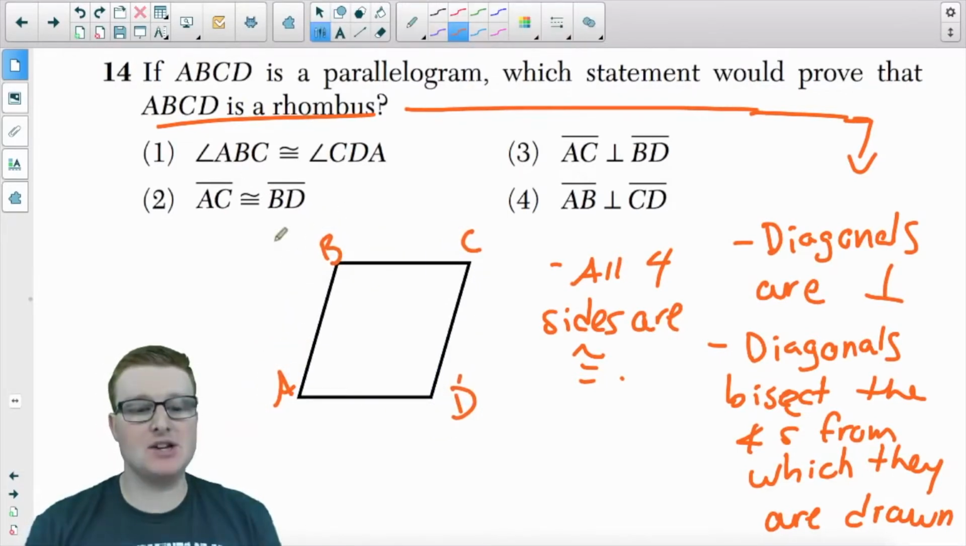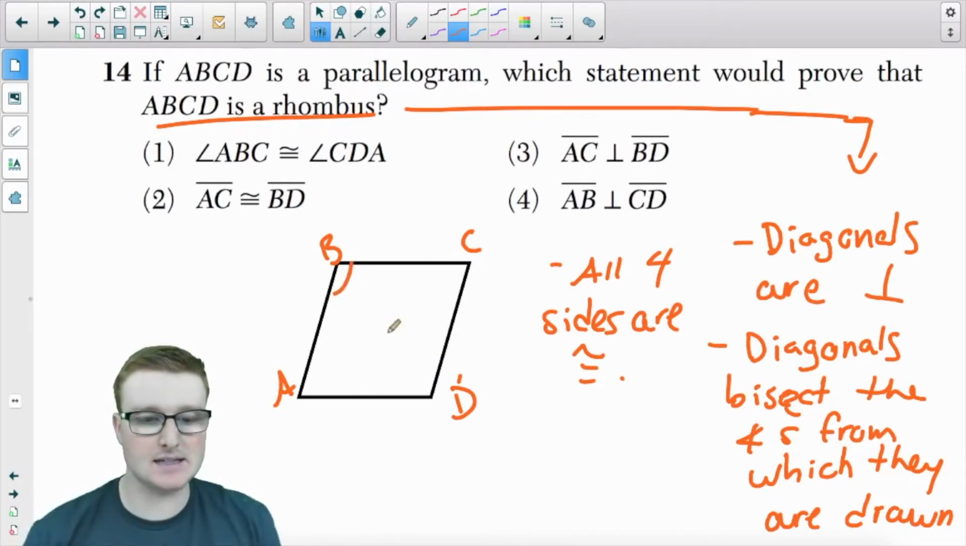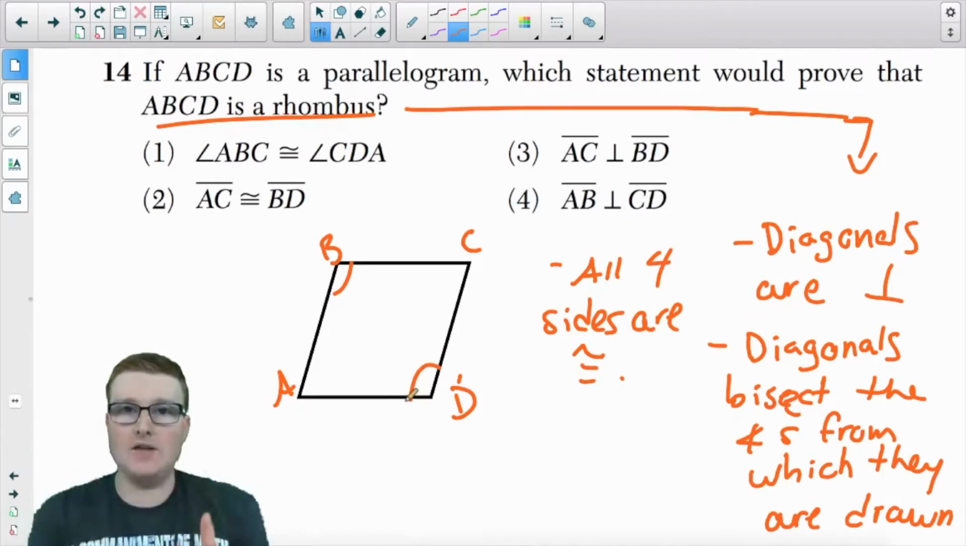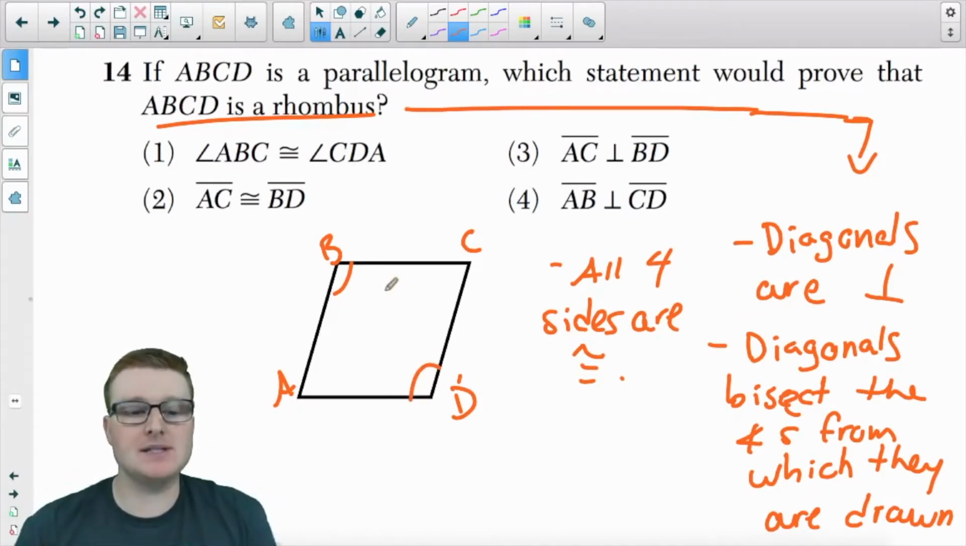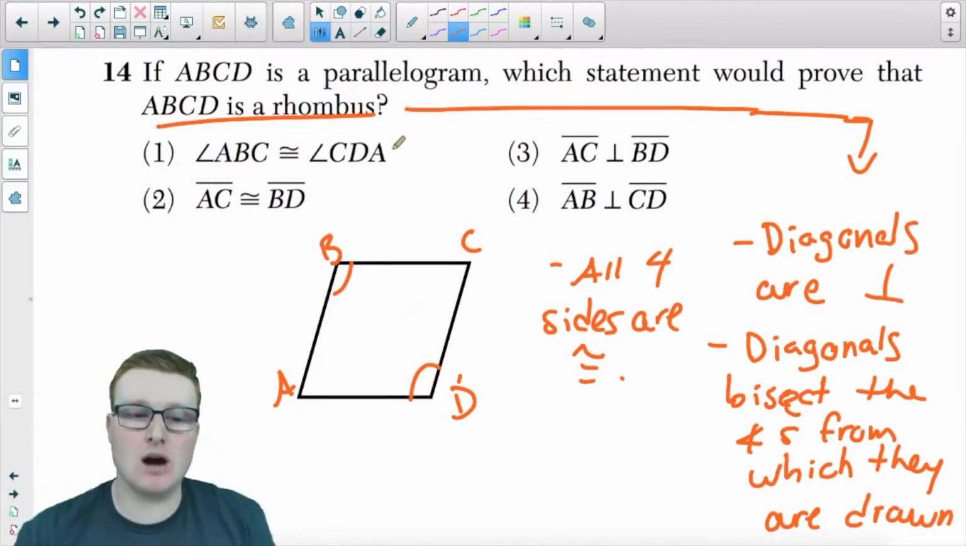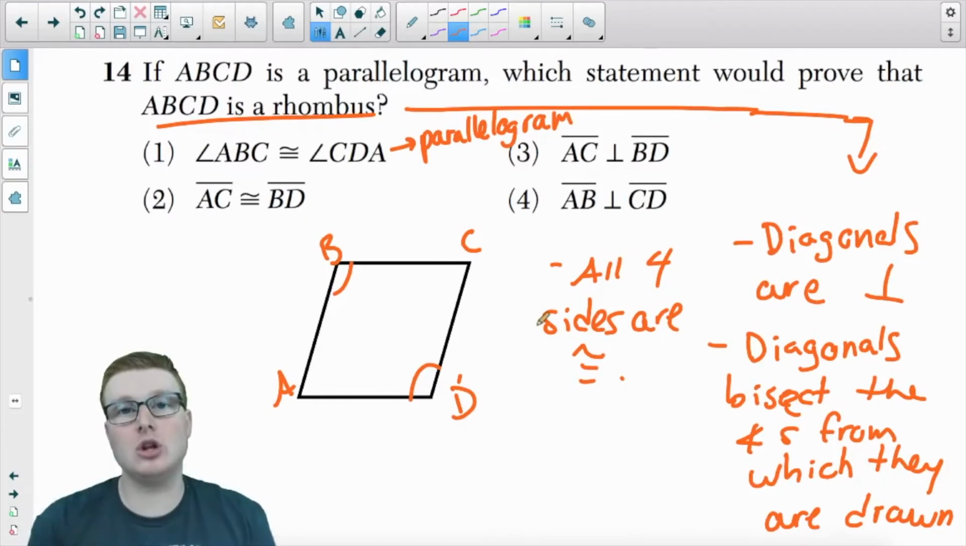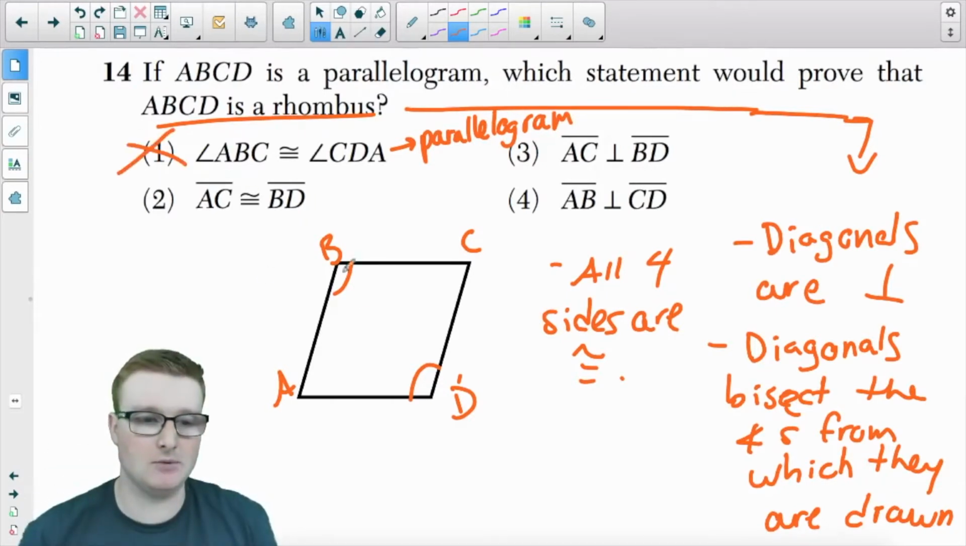So it says here that the measure of angle ABC is congruent to the measure of angle CDA. While it is true in a rhombus that opposite angles are congruent, that is the property of a parallelogram, not the property of a rhombus. Even though the rhombus has that property, we're looking for the specific property that proves a rhombus. So choice 1 is out.